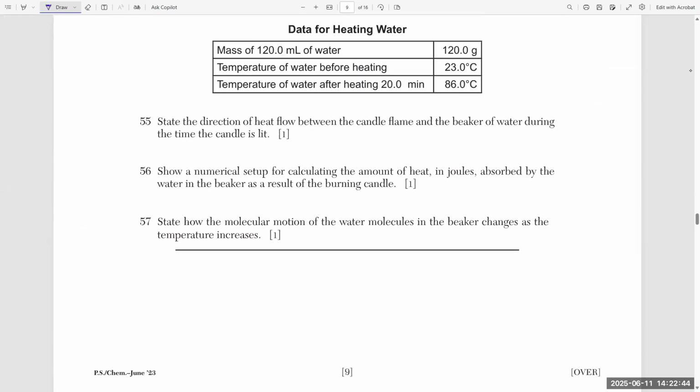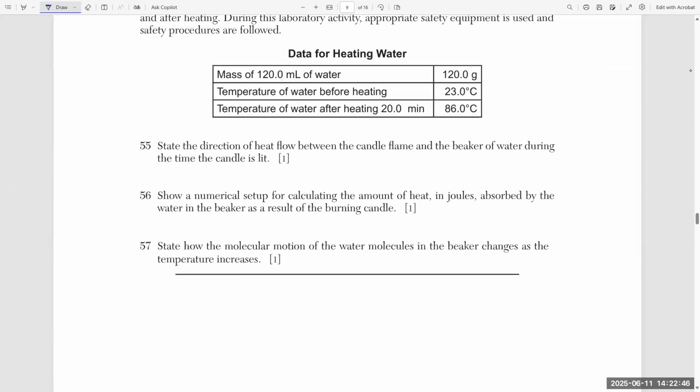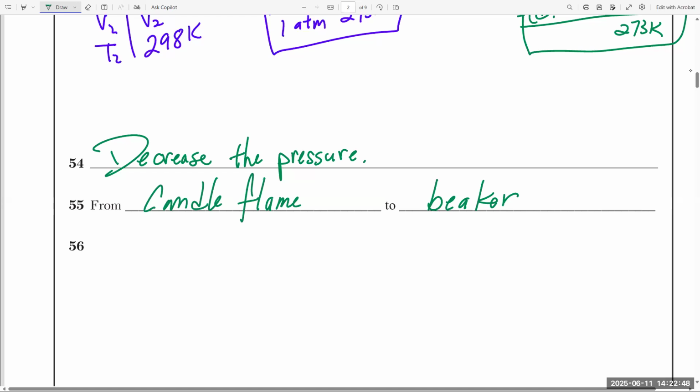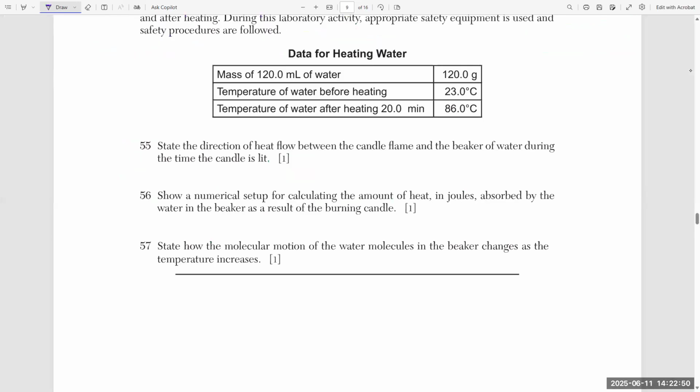56. Show a numerical setup for calculating the amount of heat in joules. All right, so the symbol for heat is Q, right? Absorbed by the water, so it's just the water, okay? That's important. The beaker is the result of the burning candle. All right, so what information do we have? We have information up here. Let's take a look. We got mass.